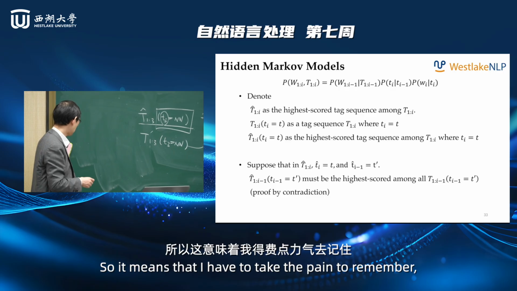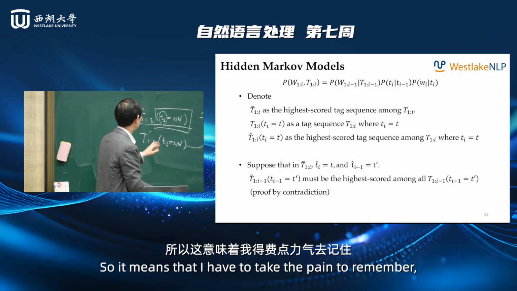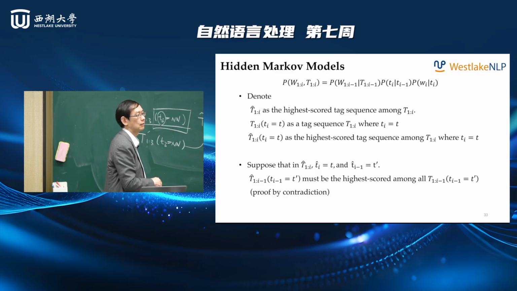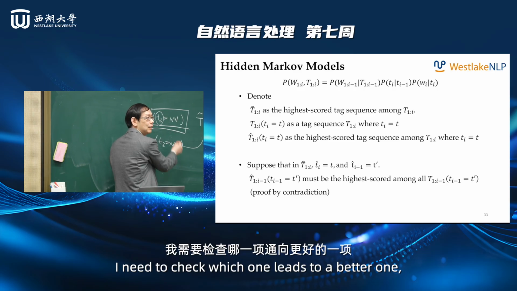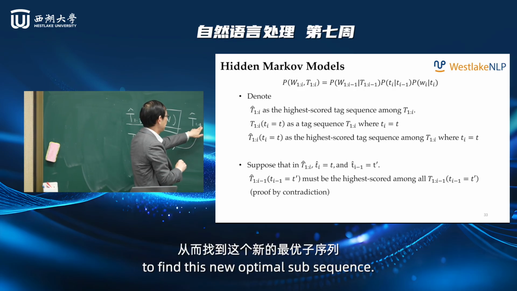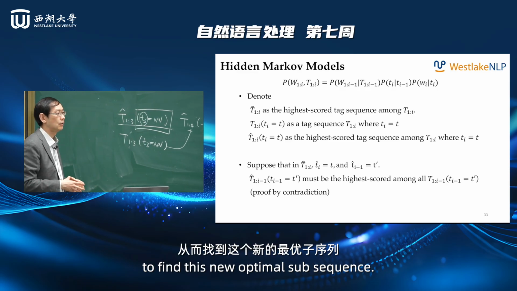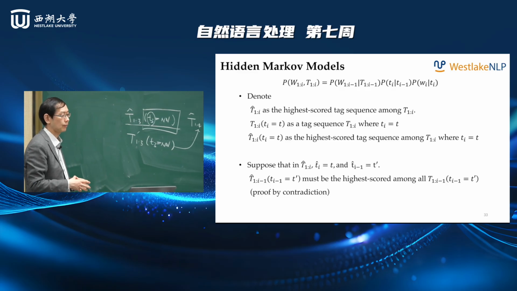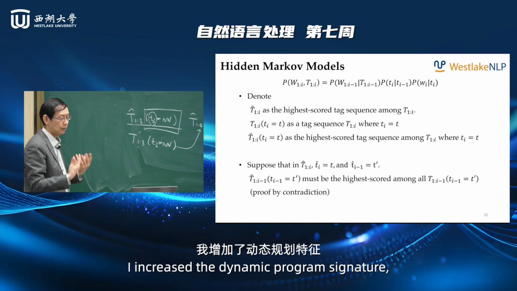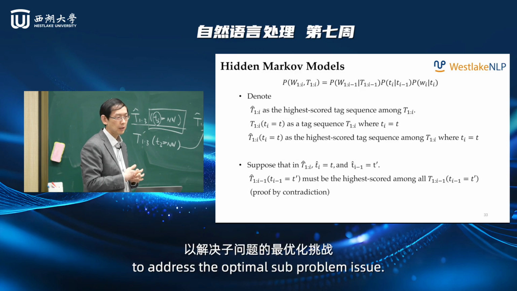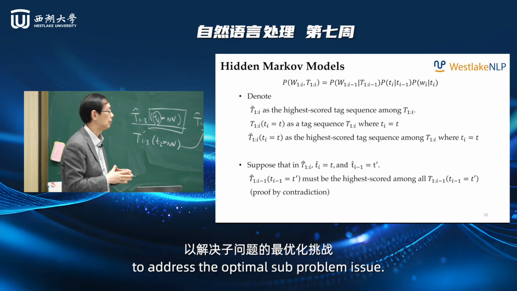So it means that I have to take the pain to remember, okay, the subsequence with all possible last tags. I need to check which one leads to a better one, which one leads to a better one, to find, okay, this new optimal subsequence. All right, I increased the dynamic program signature to address the optimal subproblem issue.